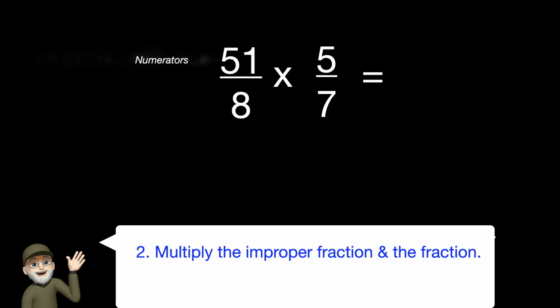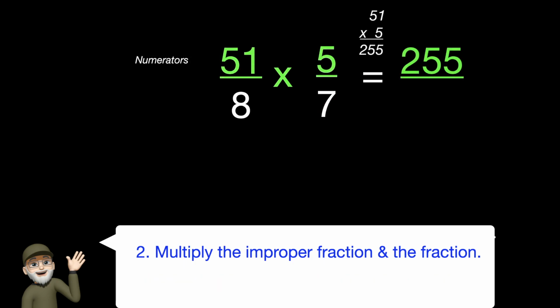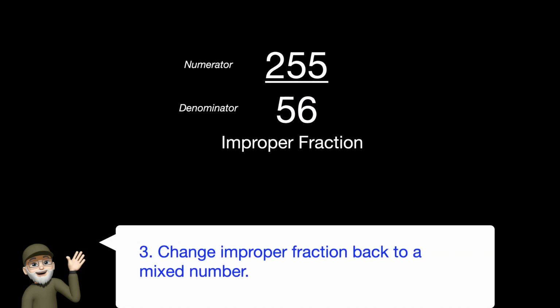All right, multiply the numerators. 51 times 5, if you do your calculations, is 255. 8 times 7 on the bottom would be 56. That gives us an improper fraction.